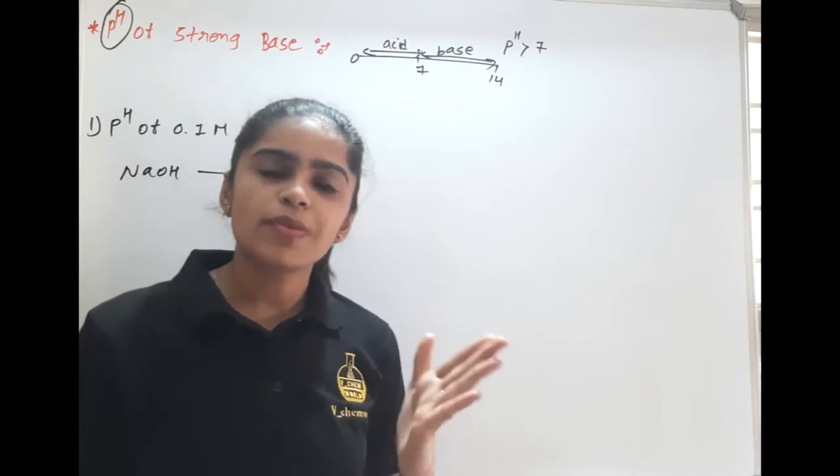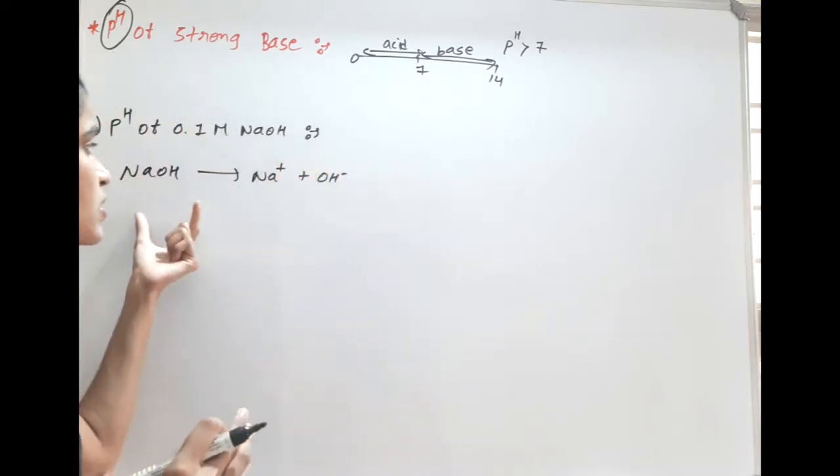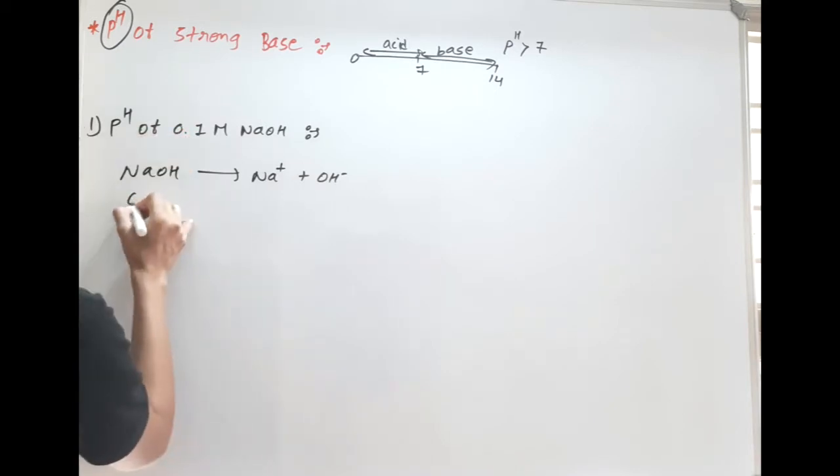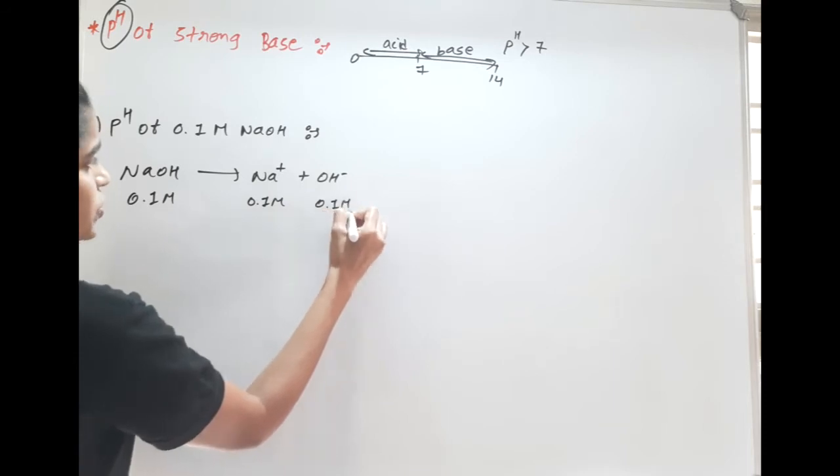If the concentration is given as normality, first convert normality into molarity, then put this value in the equation. So 0.1 molar NaOH gives 0.1 molar Na plus and also 0.1 molar OH minus.